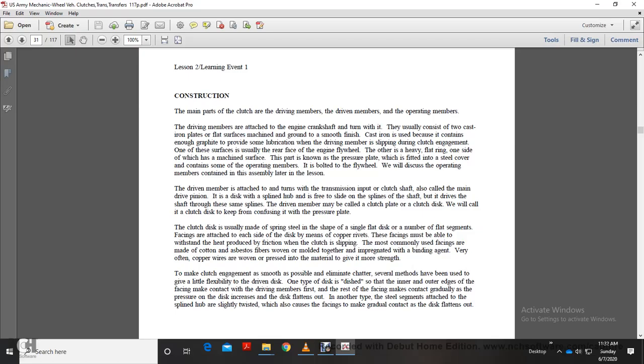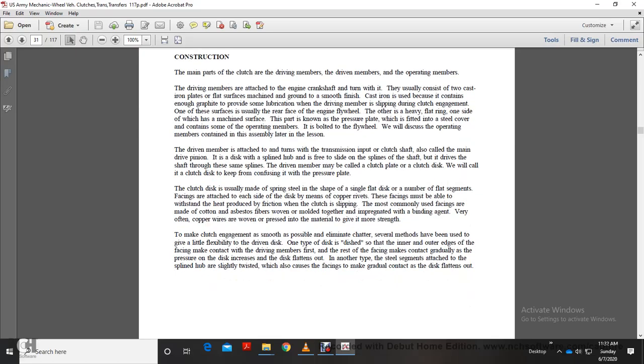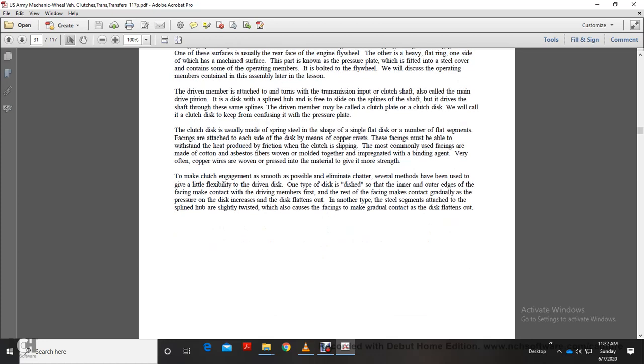The driven member is attached to the transmission input clutch shaft, which they also call the main drive pinion. Its disc has a splined hub and is free to slide along the splines of the shaft, but drives the shaft through the same splines. The driven member may be called the clutch plate or the clutch disc. We will call it the clutch disc to avoid confusion with the pressure plate.